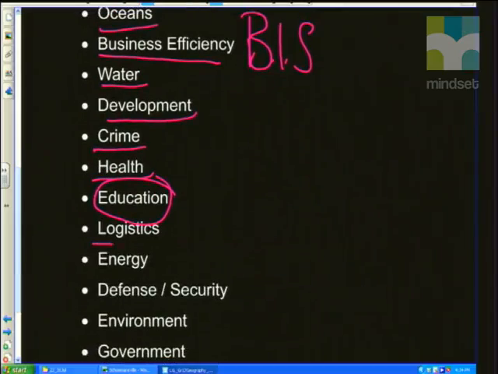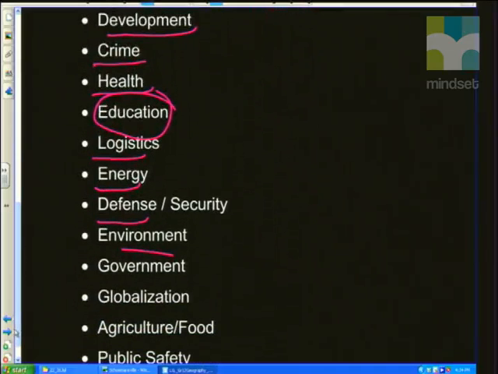Further to that would be logistics, energy, defense, environment, as well as government. Globalization.